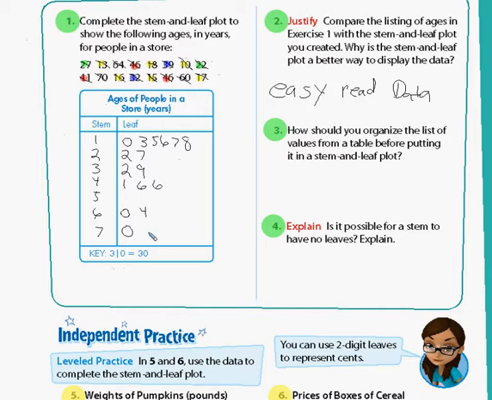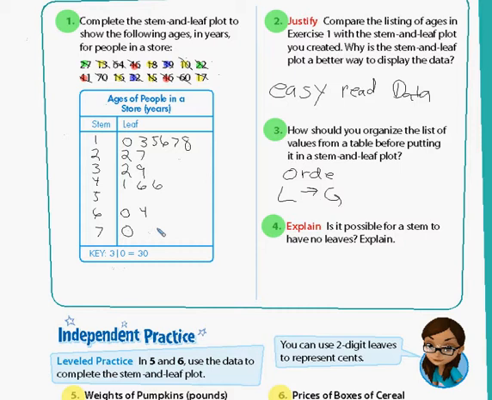Okay, question number 3. How should you organize the list of values from a table before putting in a stem and leaf plot? Like I said before, I highlighted it, but probably the better way to do it would be to order from least to greatest. Okay, and that just makes it a little bit easier to build your stem and leaf plot.